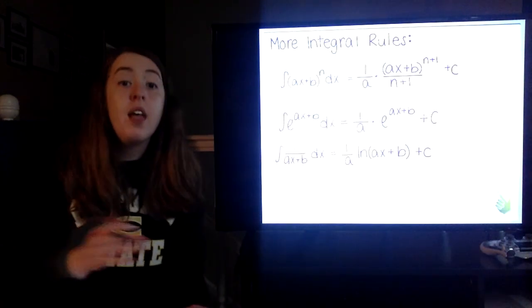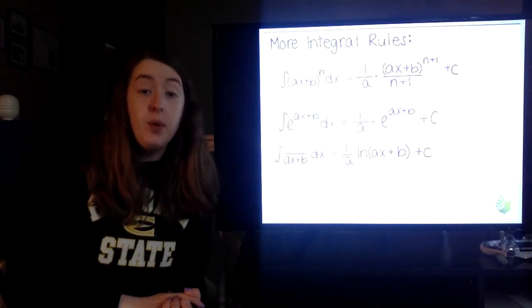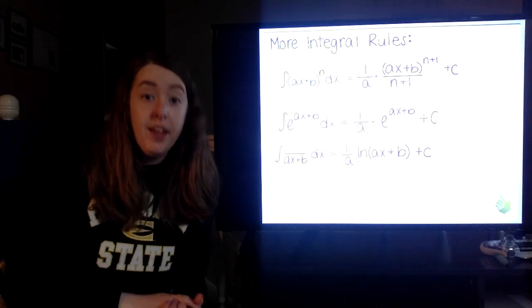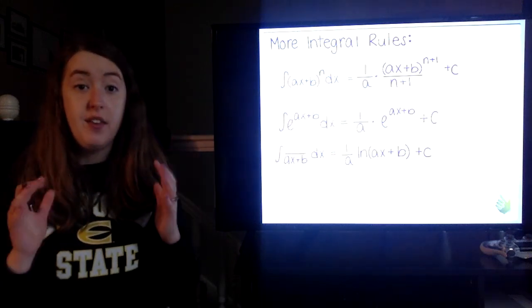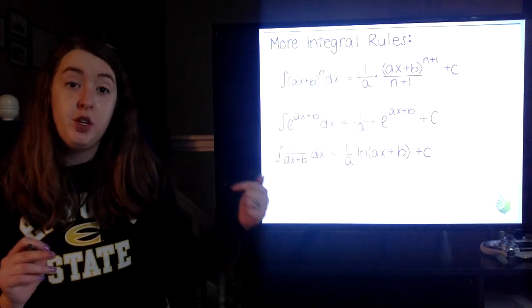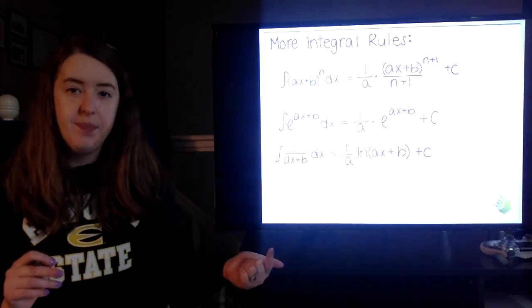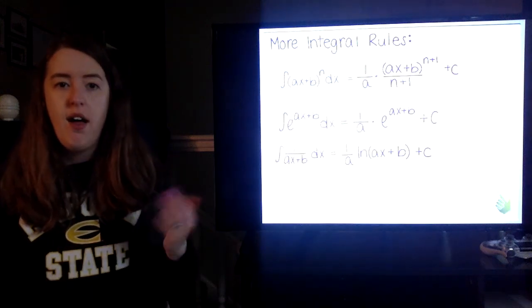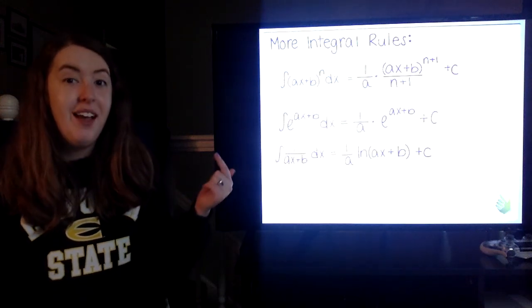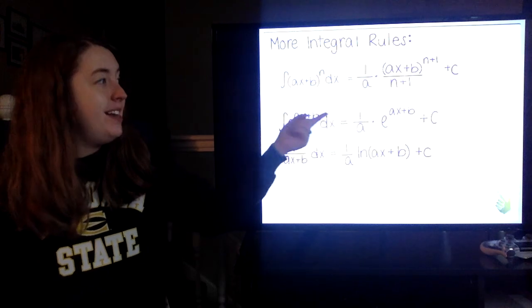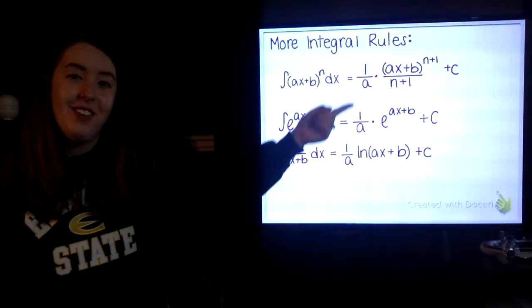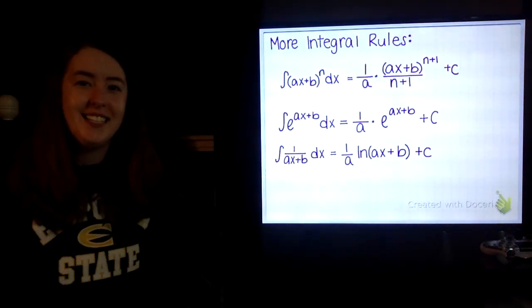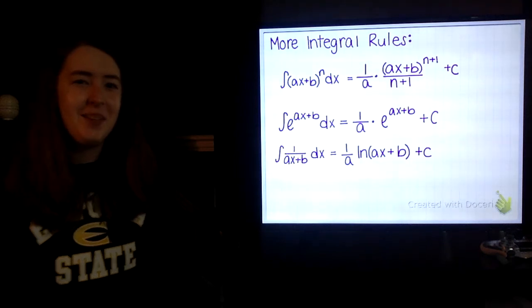Okay, so when we were using the chain rule, we had a function inside of a function, and we multiplied by the derivative of the inside function, right? So we're actually going to do the opposite of that chain rule now, by dividing by whatever the derivative on the inside is.